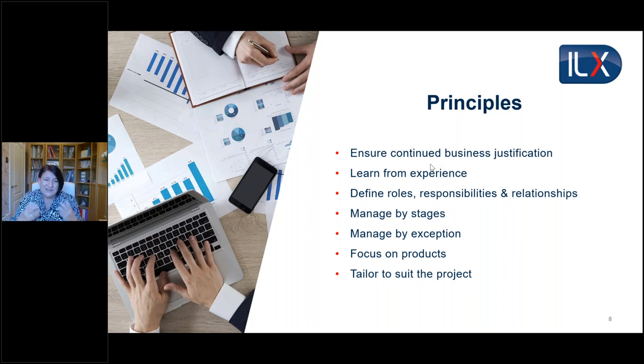Learn from experience, just what it says on the tin, really. Learn from what other people have done, but also think about how our own experiences we can pass on for other people to learn from. Define roles, responsibilities, and relationships, very much coming back to that people element. So we need to make sure that all the different roles and responsibilities on the project are assigned to people, they understand what they are, but also they understand how that connects to other people on the project.